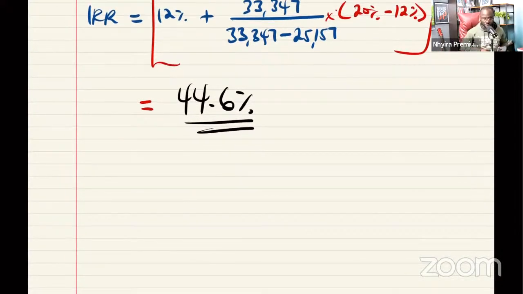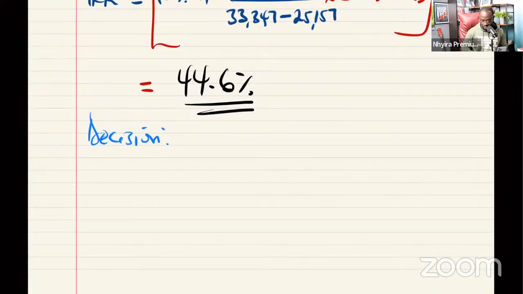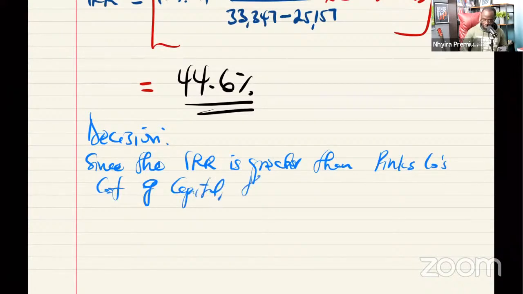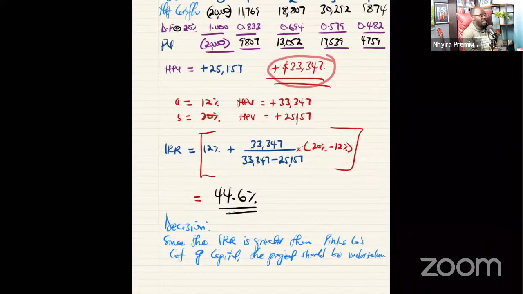So that is the idea about the internal rate of return. Now, decision rule. Remember, like I always tell you, we don't just do the calculation. So since the internal rate of return is greater than the entity's cost of capital, the project should be undertaken or accepted. Sounds good? That is the idea about IRR. Again, the goal is not to make the NPV negative. The goal is to apply the principle by increasing the rate. That is the goal.